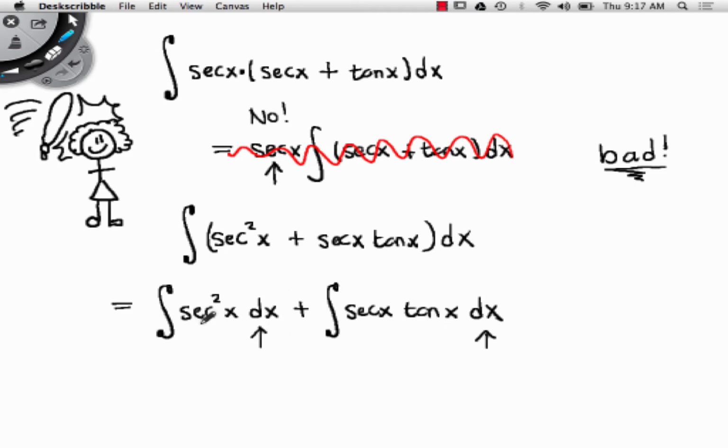Okay? Well, this has a nice immediate antiderivative. It's tan x. And this has a nice immediate antiderivative. Yeah, secant of x. And then I need to make sure that I say plus c. You guys are awesome.